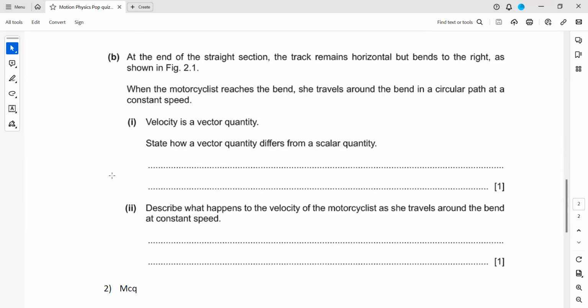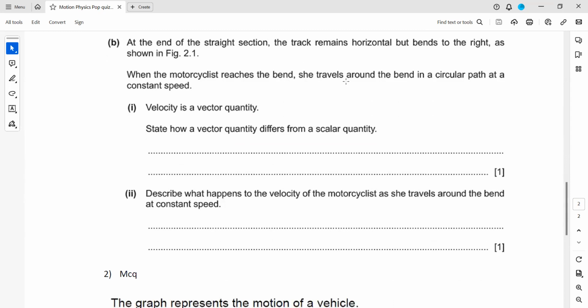The next question: at the end of the straight section, the track remains horizontal but bends to the right, as you can see in figure 2.1. When the motorcycle reaches the bend, she travels round the bend in a circular path at a constant speed. Velocity is a vector quantity. State how a vector quantity differs from a scalar quantity. Like, what is the difference between a scalar and a vector?